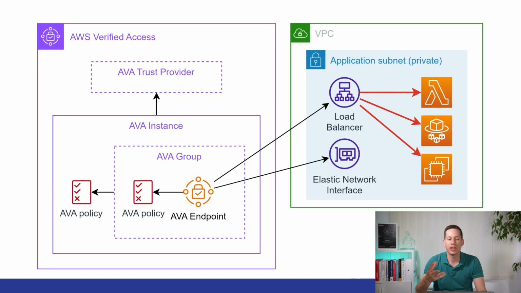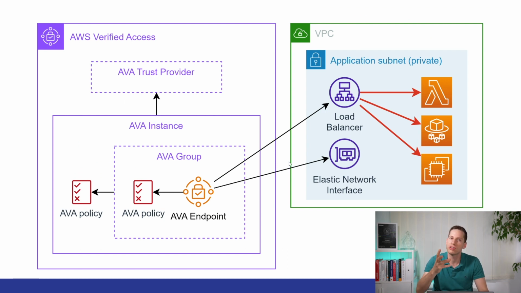So let's have a look at the architecture a bit more in detail. So we have the verified access. In the verified access, we have all the created resources. And we also have the VPC, which is set up with a private application. And in this case, it is going to be a Lambda function, but it could be a lot more.